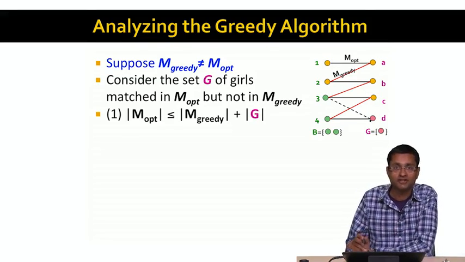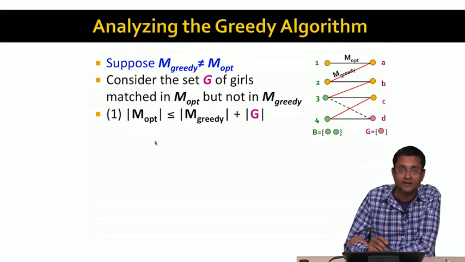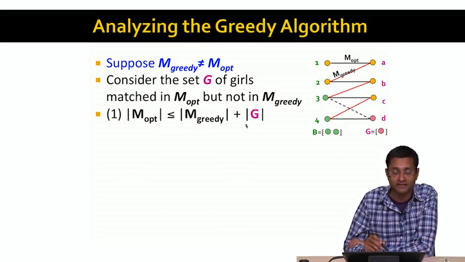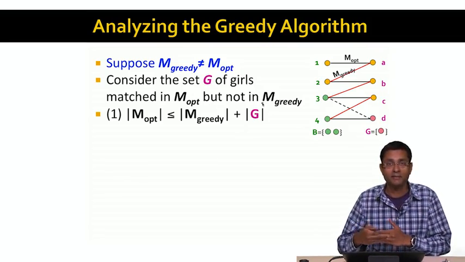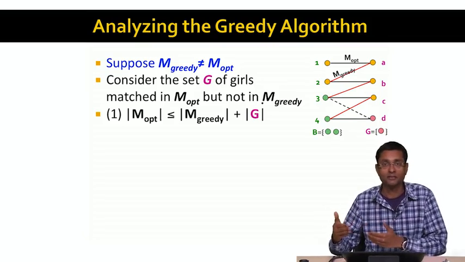Now, the first observation that we make is that the cardinality of the optimal matching is less than or equal to the cardinality of the greedy matching plus the size of the set G. This is by definition, because G is just the set of girls that are matched in M optimal but not in M greedy. So if you add the unmatched girls from M optimal to M greedy, we get the size of the optimum matching, right?